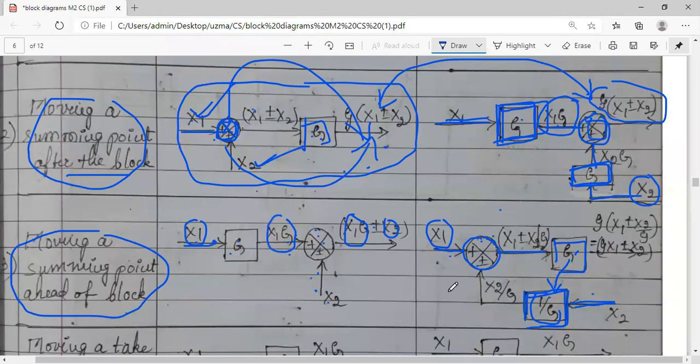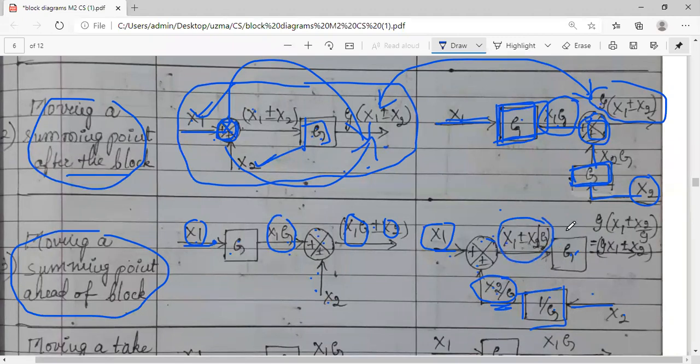So let's see what happens here. x1 is the input to the summing point. And x2 is not directly connected, but it is passed through the reciprocal of this gain, so 1 by g. What is the output here? It is gain times the input. So gain is 1 by g into x2, so x2 by g is your output. This is connected to the summing point. So add these two signals, you will get x1 plus or minus x2 by g.